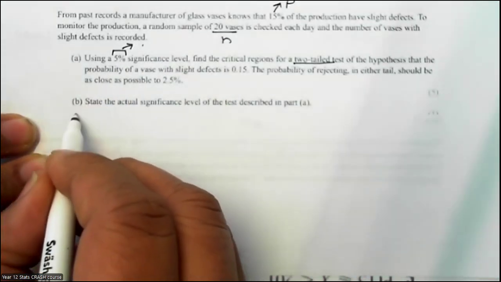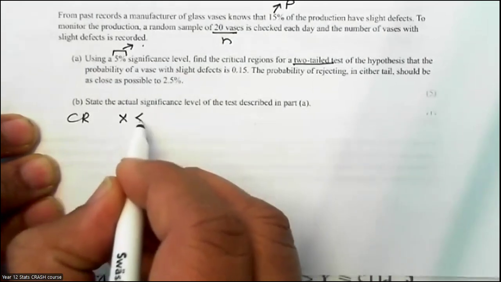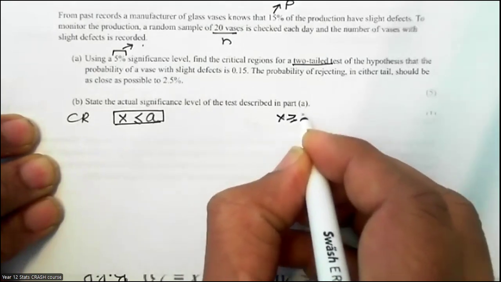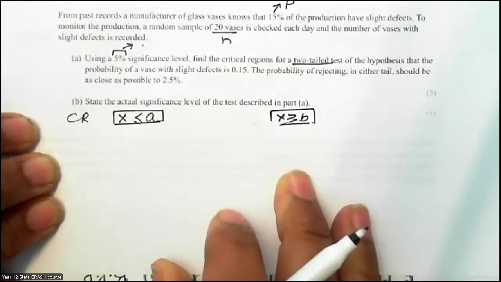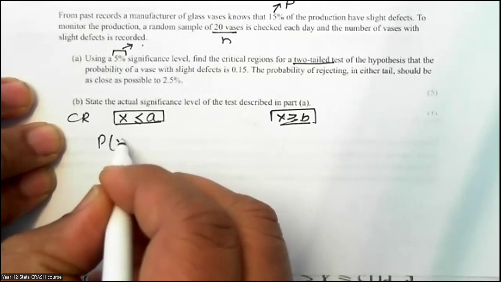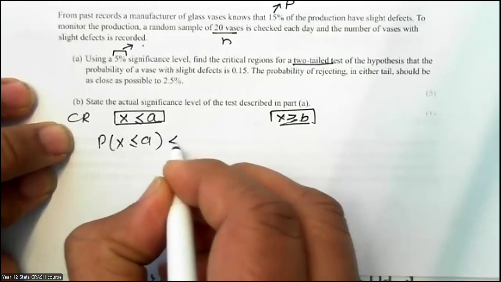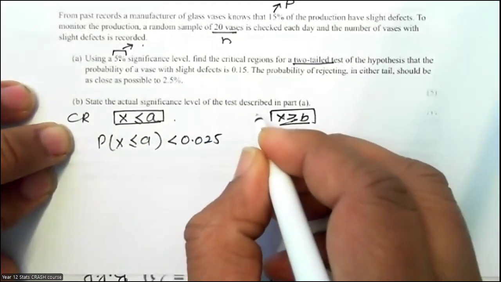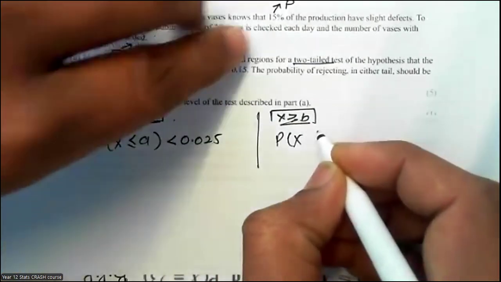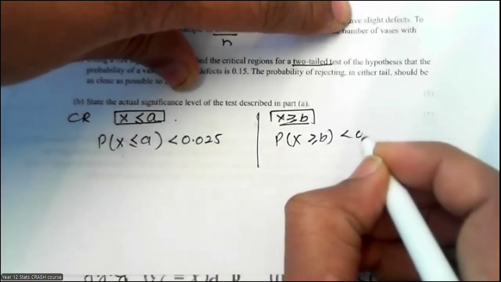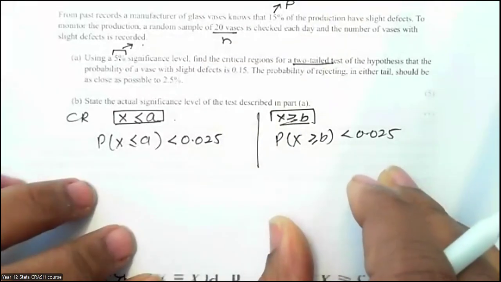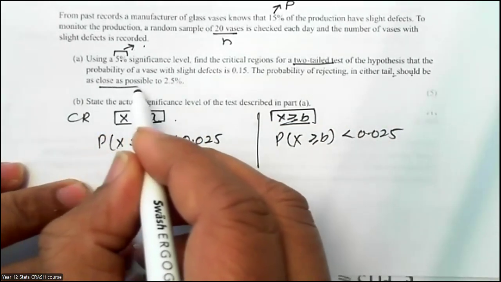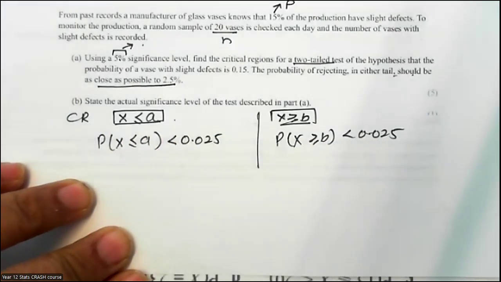So critical regions. Let's say the critical regions are x is less than or equal to a. You need to find that number a, and x is greater than or equal to b on the upper tail. Right? So what does that say? The probability x less than or equal to a should be less than 0.025, 2.5%, half of that. And over here, probability x is greater than or equal to b should be less than 0.025. And it says in the question that either tail should be as close as possible to 2.5%. Okay, we have to be careful about this.